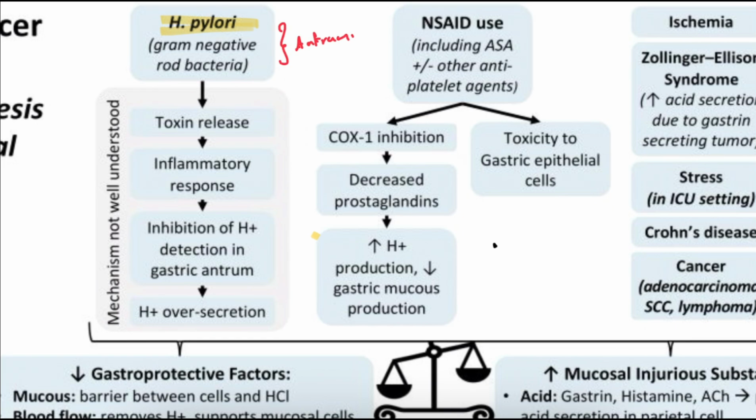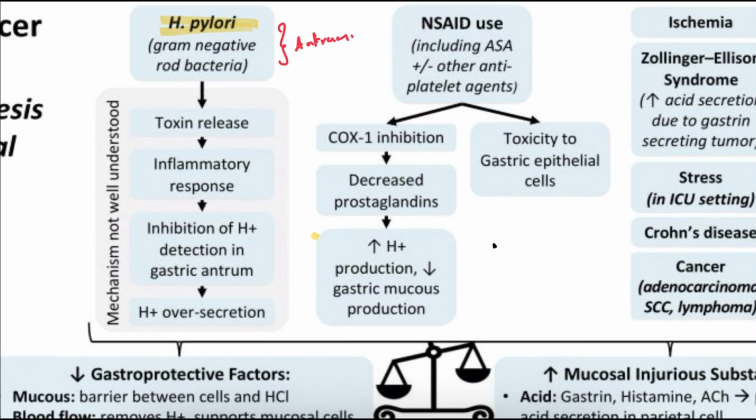After that, it will release urease, then ammonia. Then it will injure the mucosa, causing mucosal injury. Then we can see reduced somatostatin and increased gastrin. Whenever the patient has increased gastrin, it will increase acid secretion. The toxins will trigger the inflammatory response. We can see inhibition of H plus and H plus oversecretion. Here, duodenal gastric metaplasia occurs, and after that ulcer formation.